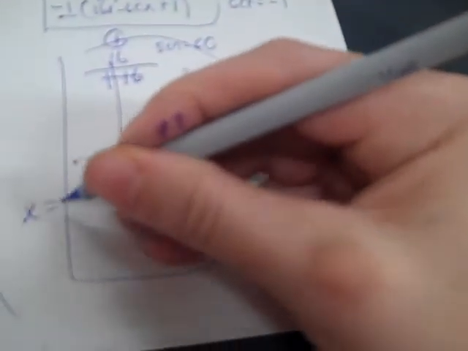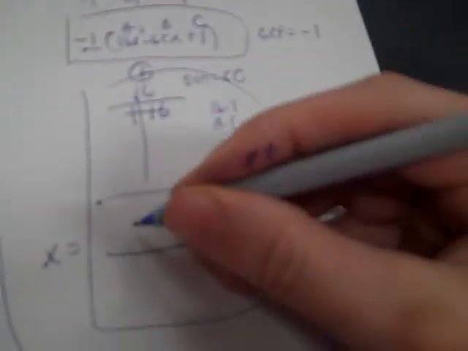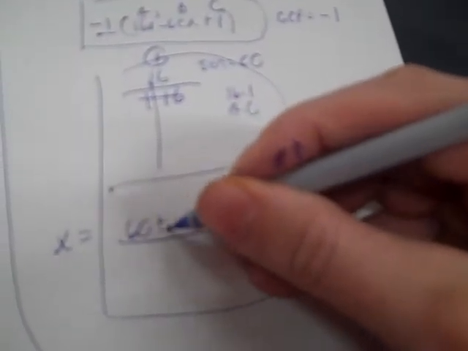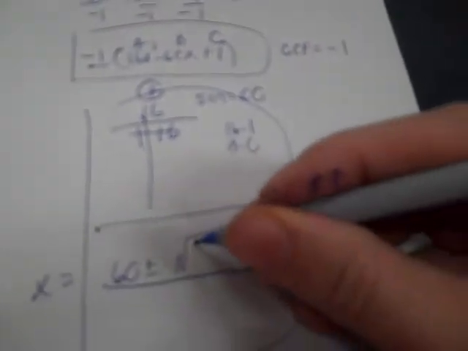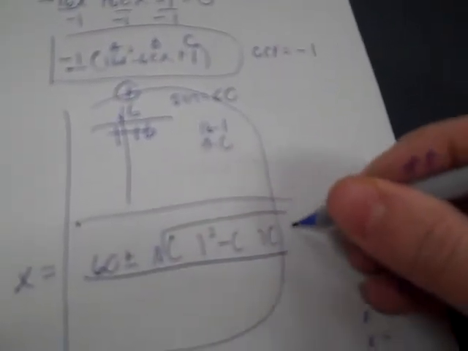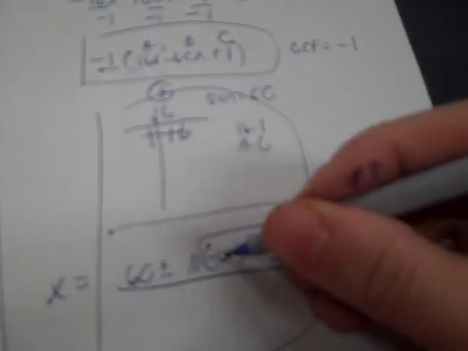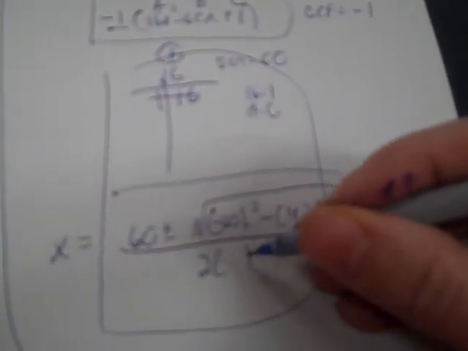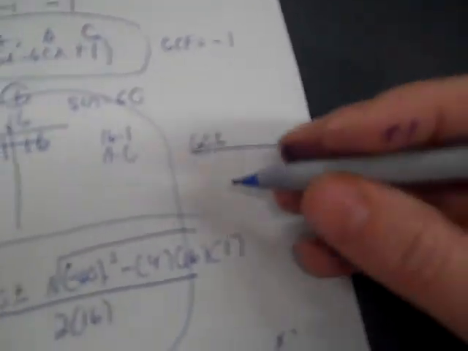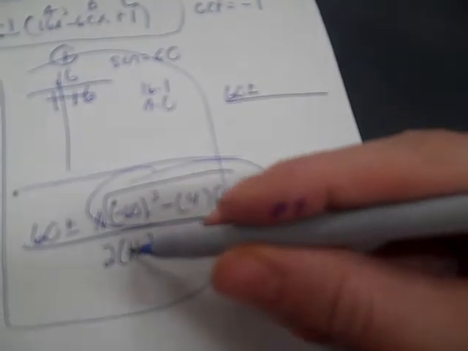So x equals, opposite of b, 60, plus or minus the square root. So b is negative 60. Then 4, so A is positive 16, C is 1. Okay, so 2 and 16. Okay, I didn't give myself much room here, did I? Okay, so I've got 60 plus or minus, I don't know what this is, and then 32.